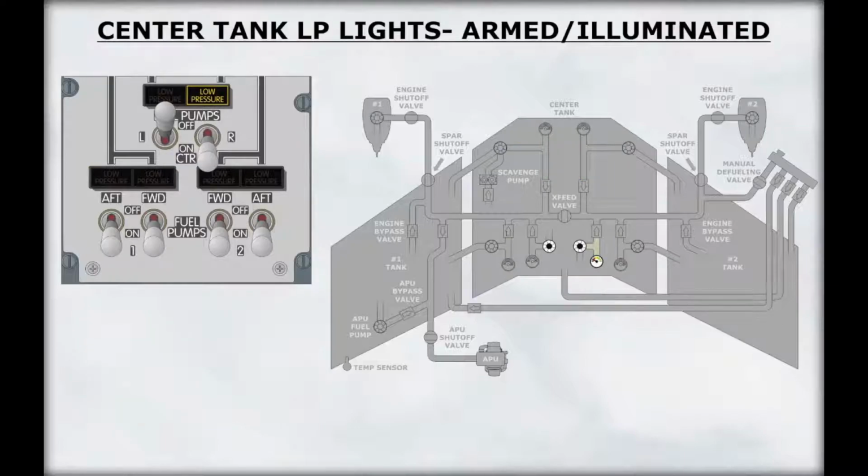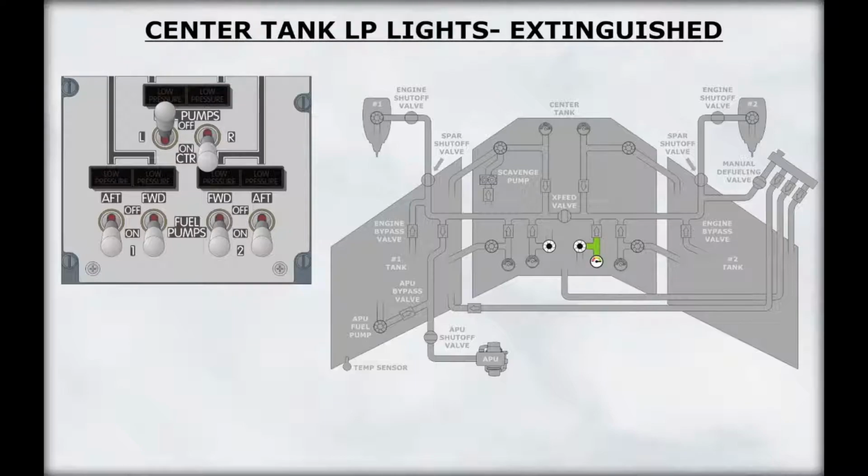For the center tank pumps, each low pressure light is armed only when the respective center tank fuel pump switch is on. The light will illuminate in the event the associated center tank pump switch is selected on and the associated center tank pump pressure is low. The center tank low pressure light will extinguish when the associated pump switch is placed off or fuel pressure is within limits.